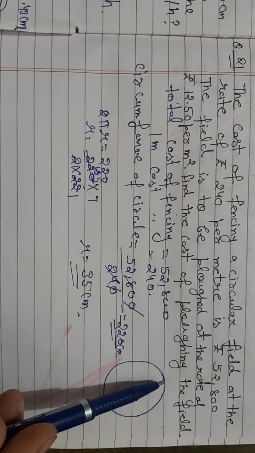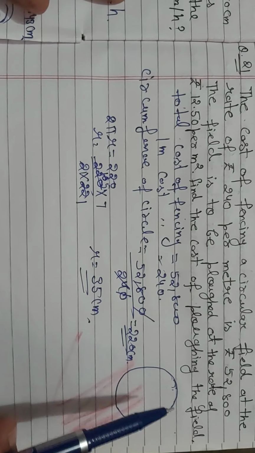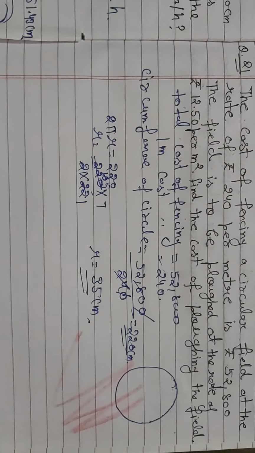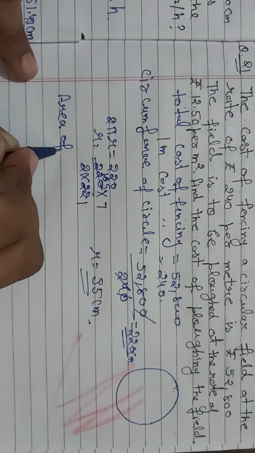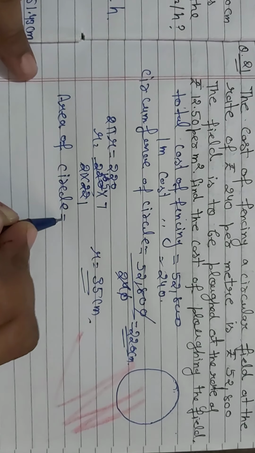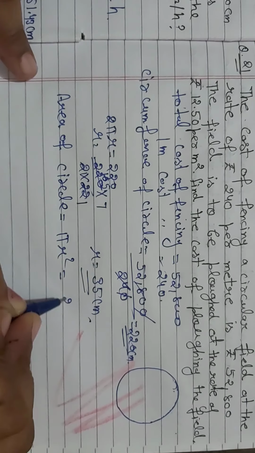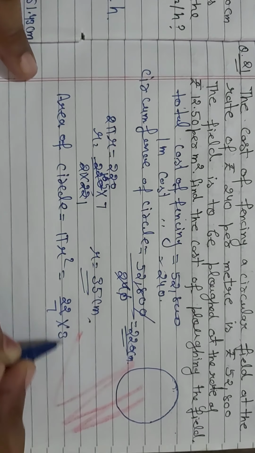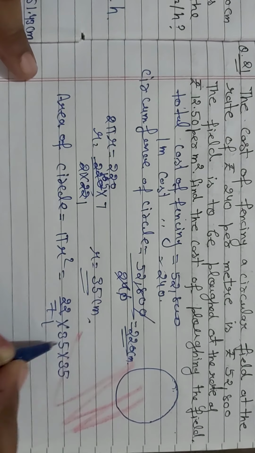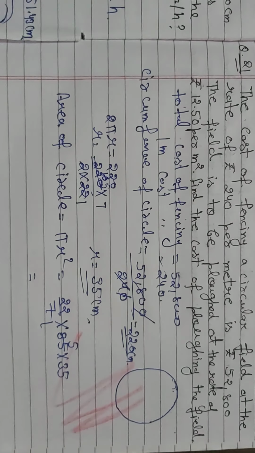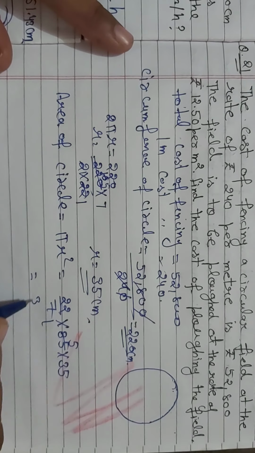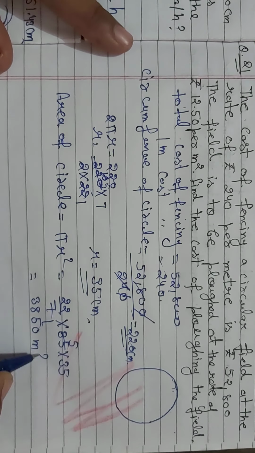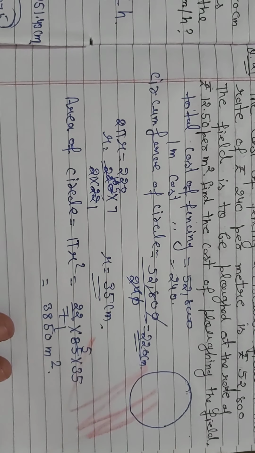The cost of plowing, we have to find the complete cost. First we find the area of the circle. Okay, we find the area of the field means area of a circle. Area of circle equal to pi r square, pi 22 by 7 into r, 35 into 35. We solve the multiplication of 22, 5 and 35, this equal to 3850 square meter. Okay, this is the area of the circle.